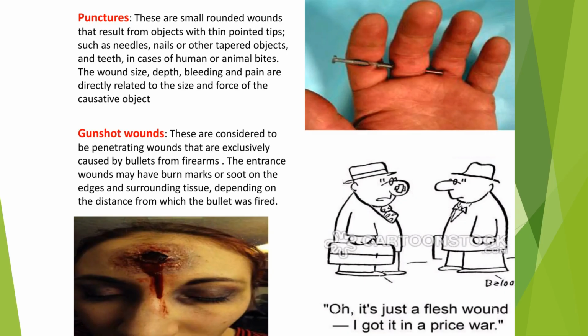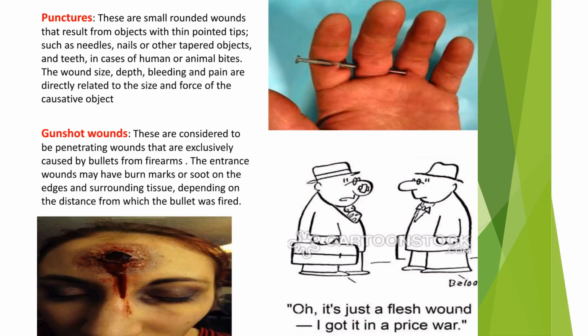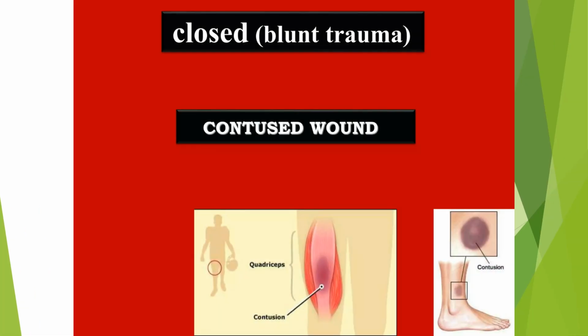Punctures are small, rounded wounds from sharp, pointed objects. Gunshot wounds are penetrating wounds caused by firearms, which may have burn marks depending on the distance fired. Closed wounds, or blunt trauma, include contused wounds, which are essentially bruises or contusions, resulting in damage beneath the skin.